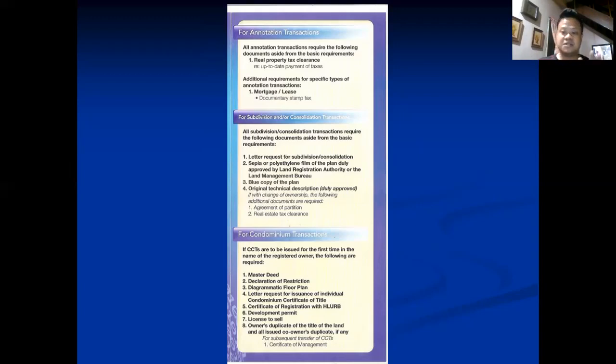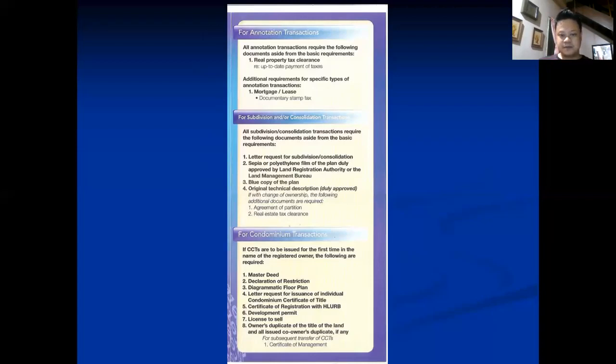Good thing about it, it was still under the name of the registered owner. We just had to subdivide it first. But those are the requirements that you need to submit. Okay? So if there is a change of ownership, the following additional documents are required: an agreement on partition, real estate tax clearance. Or if it was through sale, you have to submit the requirements as provided in 1, 2, 3, and 4.